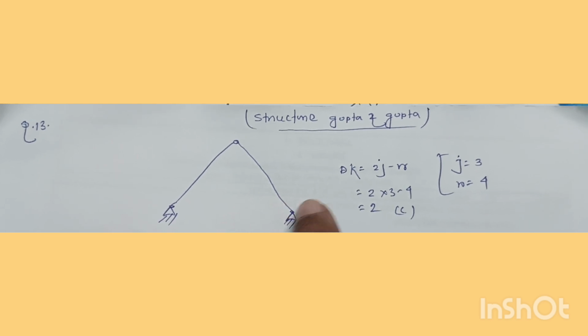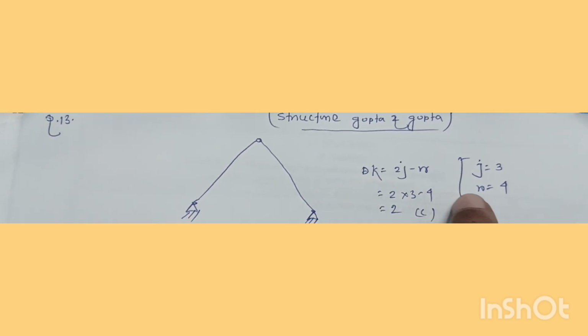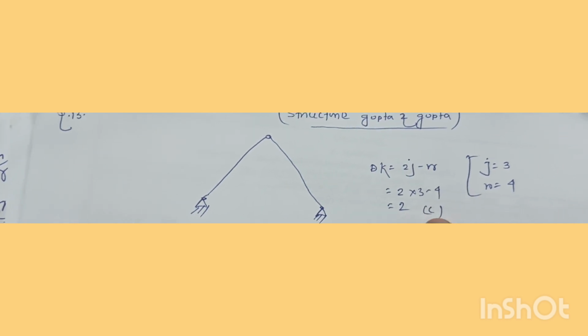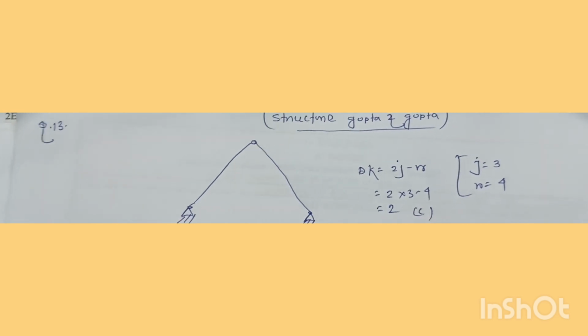Okay, so r will be equal to 4. By putting j equal to 3 and r equal to 4 in this equation, we will get dk equal to 2. Option C is the right answer.